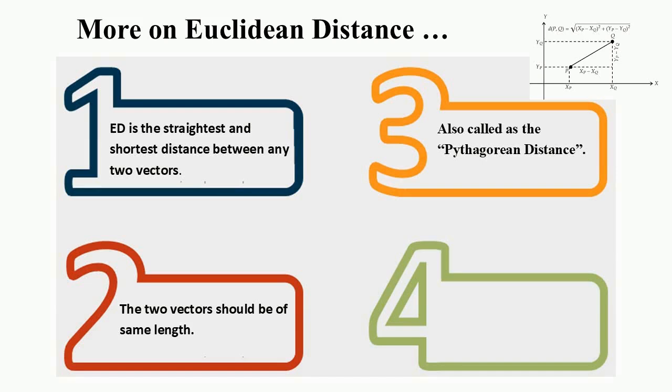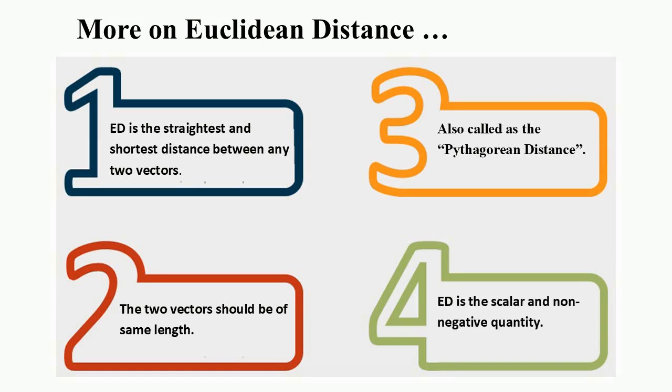Euclidean distance is also called Pythagorean distance, as Pythagoras' theorem is the basis for Euclidean distance computation. Euclidean distance is always a positive and scalar quantity.